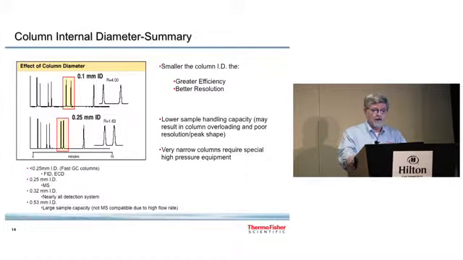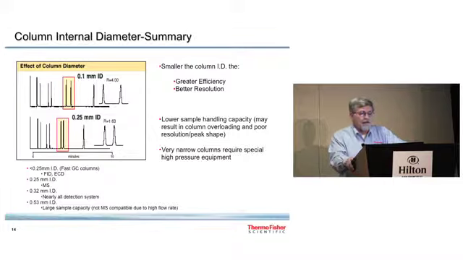The internal diameter, how does that affect your results? Well, smaller diameter gives you better efficiency and better resolution, but it also decreases your capacity, and it's easier to overload the column. So it depends upon what you're looking for, what concentrations, what your matrix is.